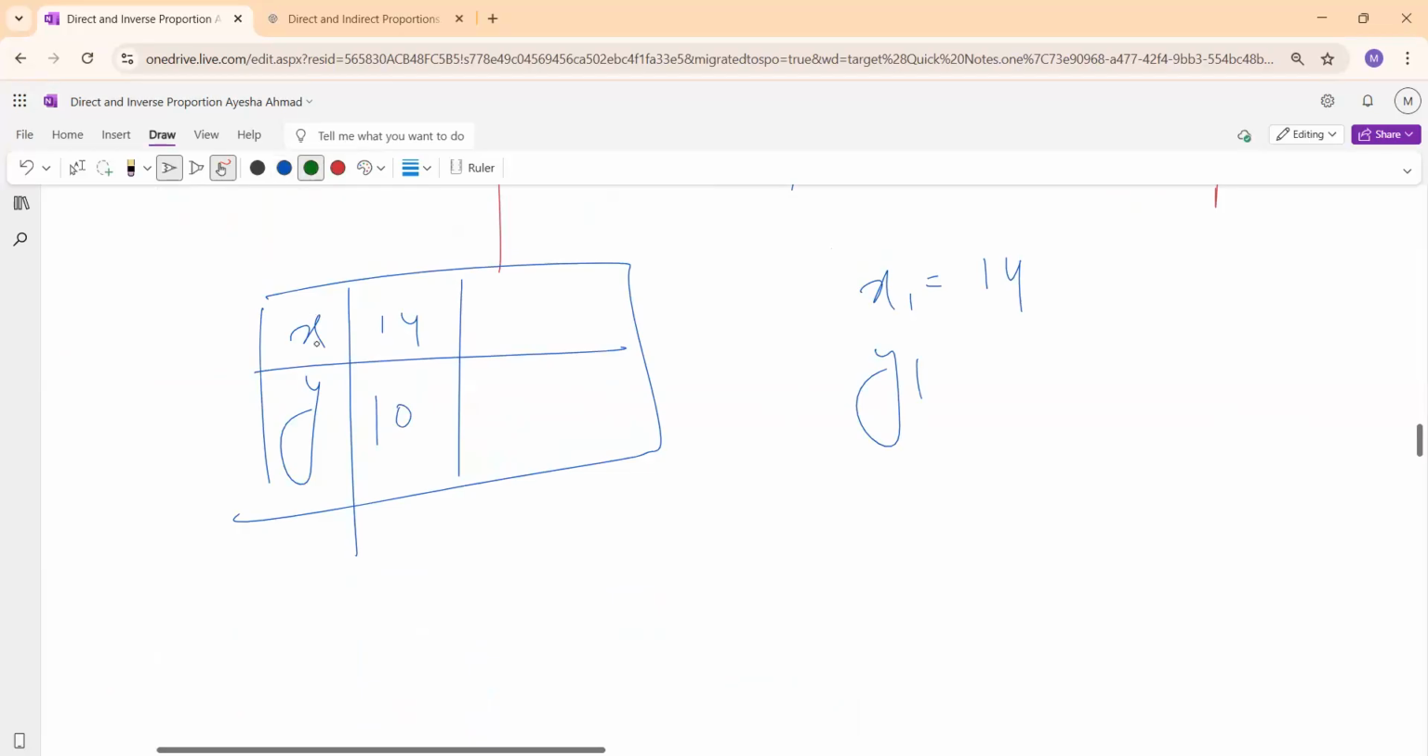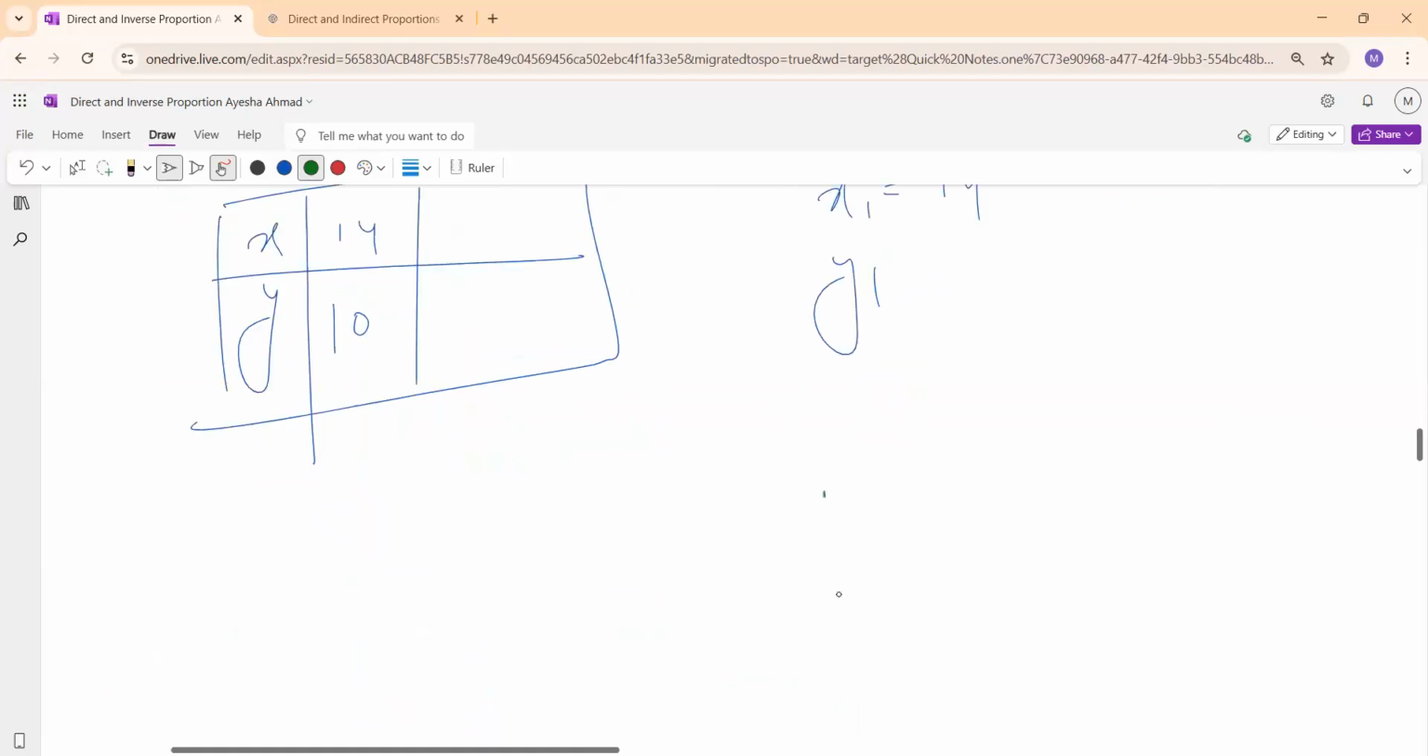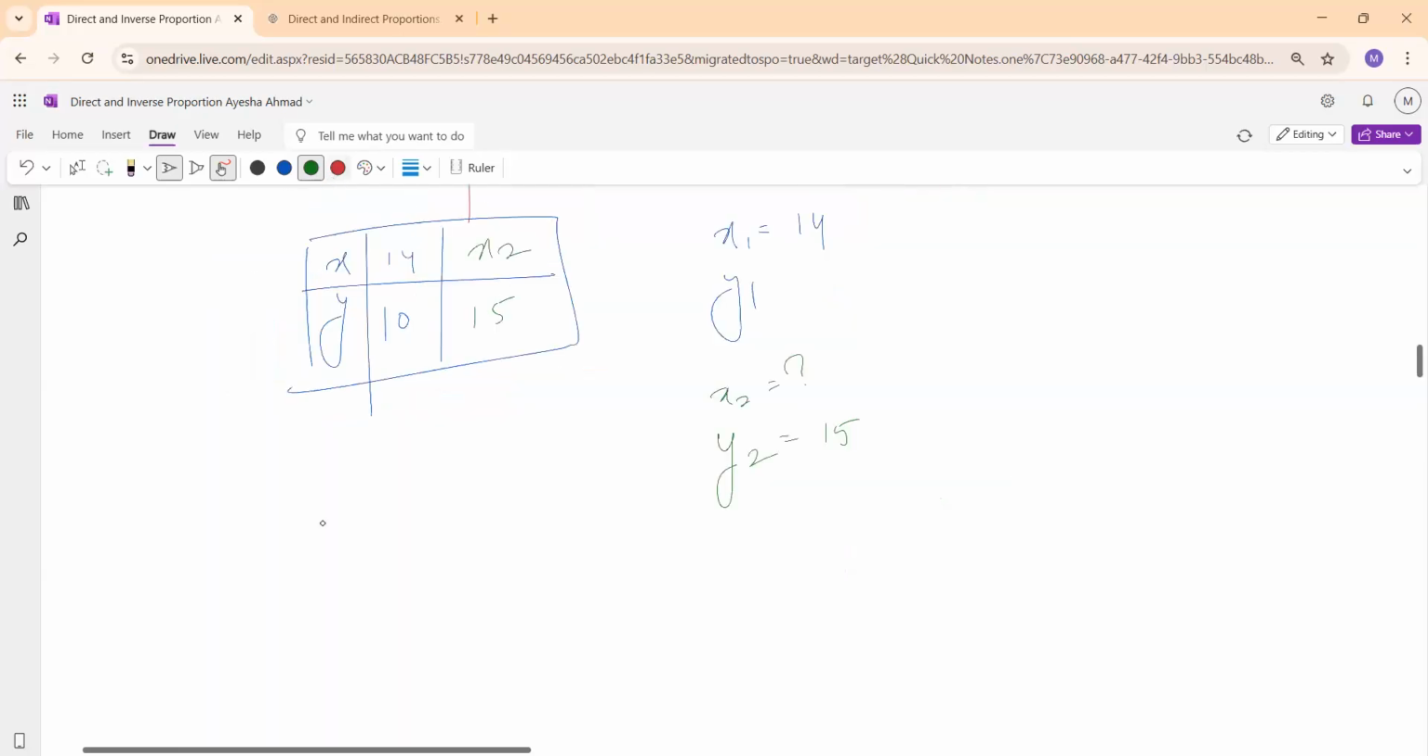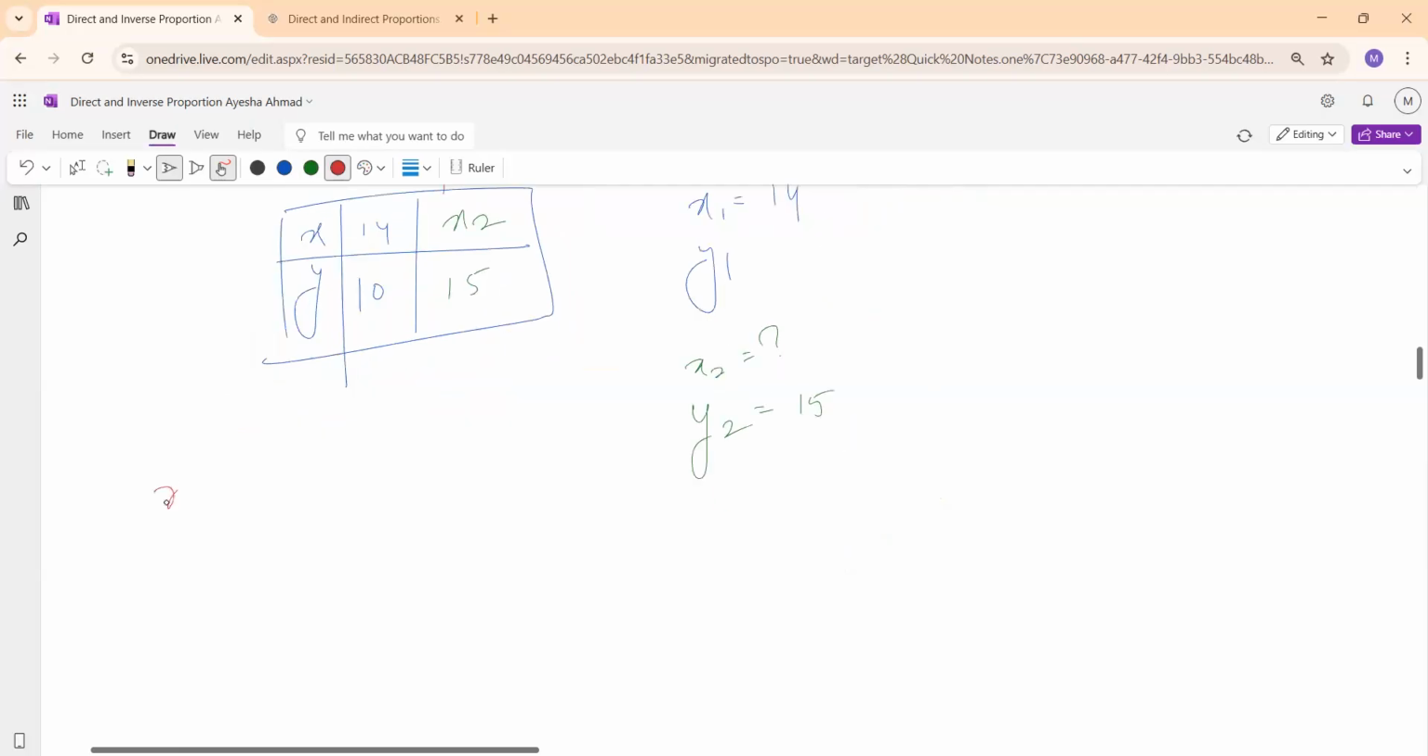Yes, sir. Okay. Now they are saying height of tree. Tree is the second, so sorry, shadow of tree. Shadow of tree is given, that is y2 is 15. We have to find the height of tree, that is x2. So we are going to write x2 here and 15 for the shadow of tree. So now you apply the formula.